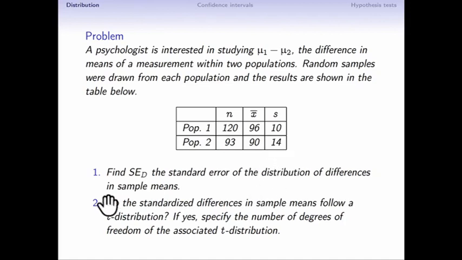Okay, so using this information, find the standard error of the difference for the differences in the sample means. So we're going to want to find the standard error of essentially x1 bar minus x2 bar. All right, then a follow-up. Do the standardized differences in the sample means follow a t distribution? If yes, specify the number of degrees of freedom of the associated t distribution.